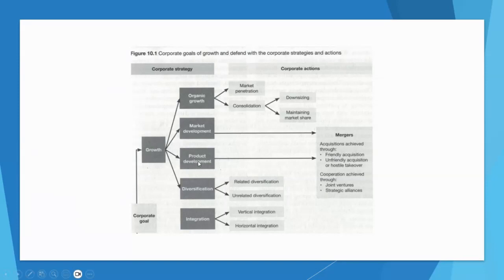Product development is where we take our existing product and we make improvements to it. So motor vehicles go through it when we give it a facelift. I see they don't have innovation here.